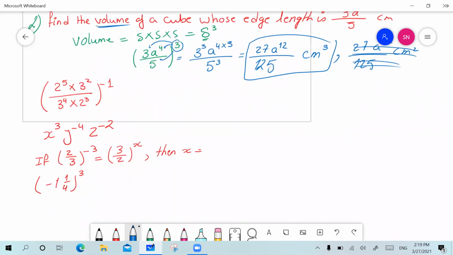Okay, 2 to the power of 5 times 3 to the power of 2 over 3 to the power of 4 times 2 to the power of 3, all to the power of -1.